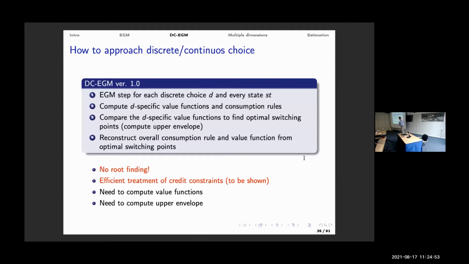And see, we're not doing the root finding. We can actually still have efficient treatment of credit constraint. But what we now have to do, we have to evaluate value functions, not just the policy functions compared to before. And we need to calculate this upper envelope. We need to calculate the maximum of the collection, potentially a collection of value functions for all possible values of wealth.